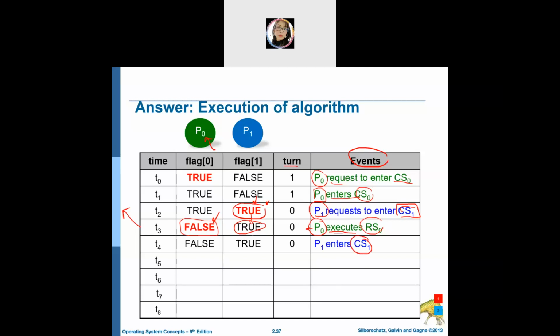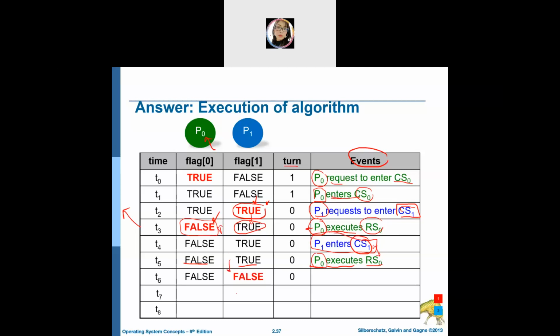So this is the flow, and the fifth one, okay, this one is false, this one is true. After entering, what will happen? So these two, you're going to execute the RS for P0, which is a similar thing. Nothing actually happened. This one will execute RS. A similar thing happens now with P1, also concurrently.